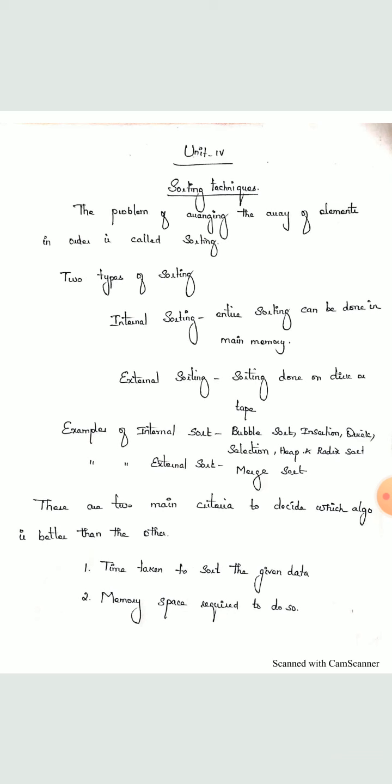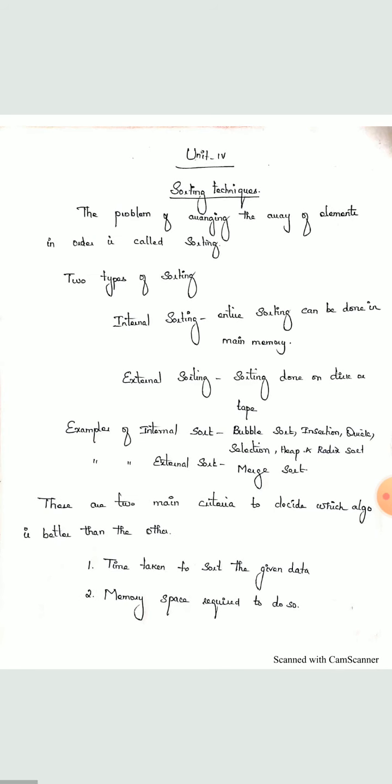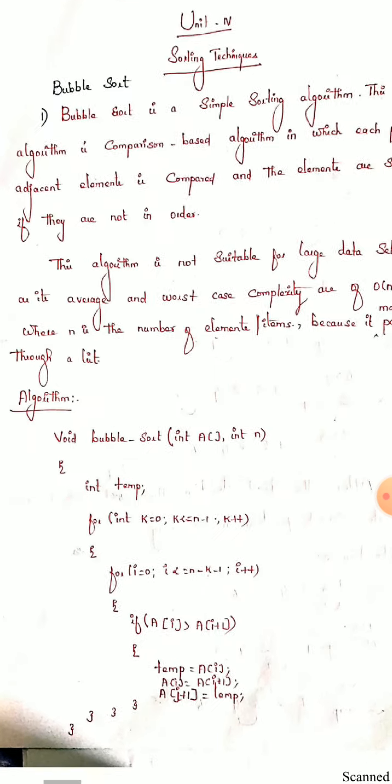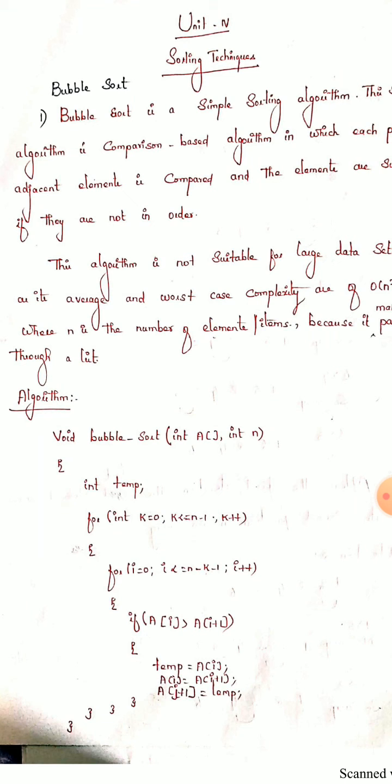So there are two main criteria which decide the efficiency of our algorithm. The first one is the time taken to execute the particular algorithm, and the second one is the space occupied by the particular algorithm. So these two, time complexity and space complexity, decide the algorithm's efficiency, right? That we already know.